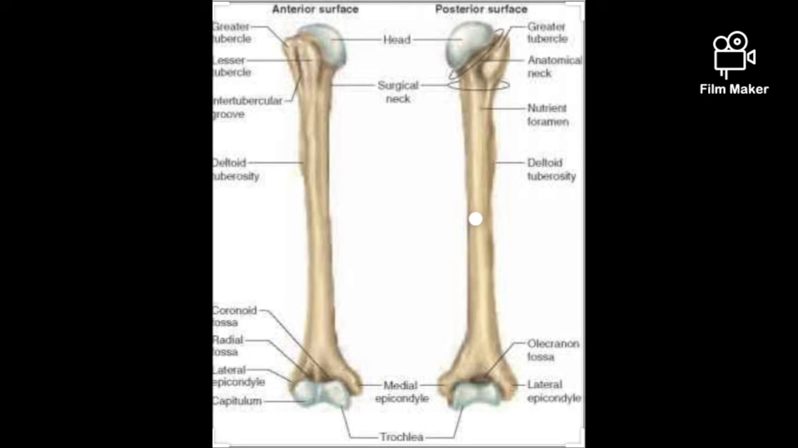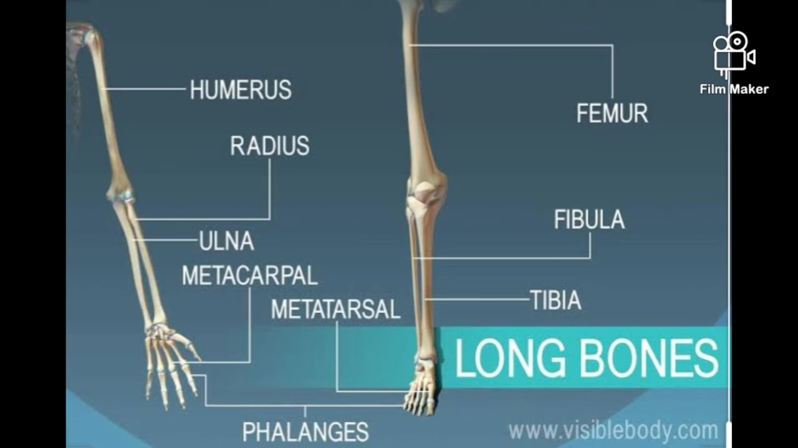For example, typical long bones are humerus, radius, ulna, femur, tibia, fibula. There are some miniature long bones also, wherein we have only one epiphysis, that are metacarpals, metatarsals, and phalanges. There are some modified long bones that have no medullary cavity, like the clavicle bone.